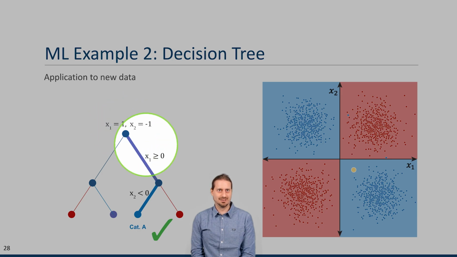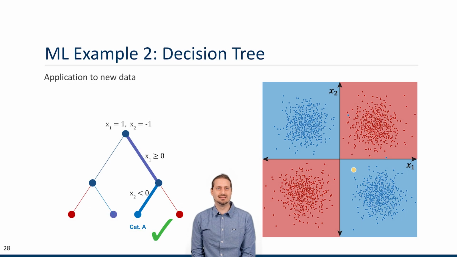The question here is: if x1 is bigger than 0, which is the case, then we go to the right. And then we are here at this decision. We ask if x2 is smaller than 0 and go to the left. And then we end up in this region here, which is associated with category 1. So we see that this decision tree works for new data.